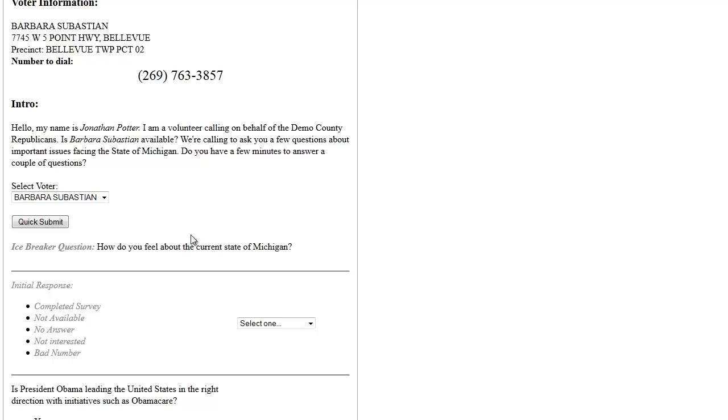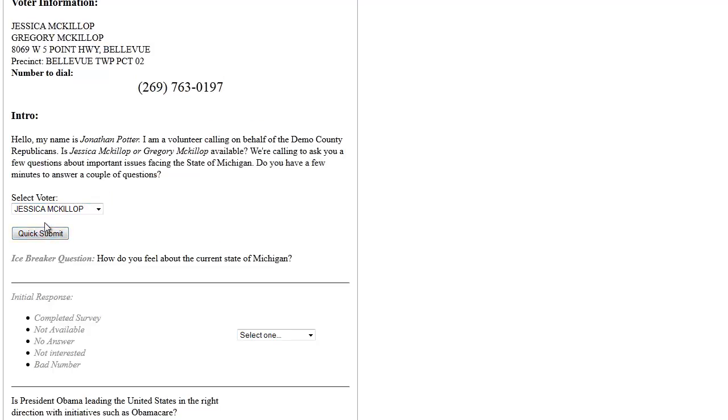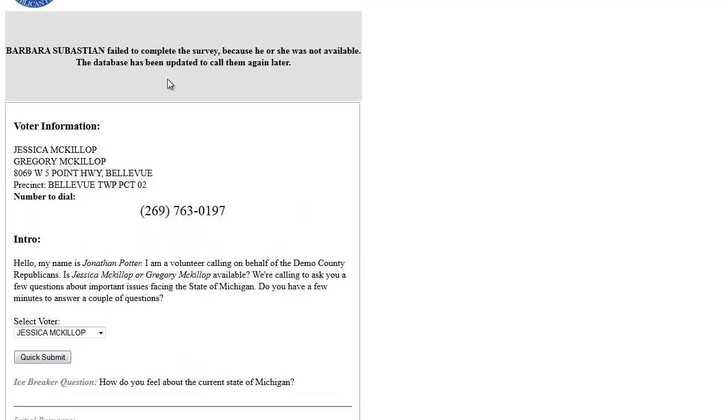So if you were going to try to call Barbara back, which you probably wouldn't if her husband was a Democrat, but in this case, we're just going to mark her as not available right now, and that gets her put back into the system, and marks this phone number to call back later to talk to her. And then you can just hit that quick submit button, and it'll go ahead and mark her as failed to complete the survey because she wasn't available. And the database will be updated to call them later, the next time somebody's working on this precinct.